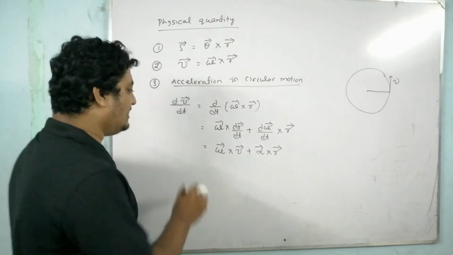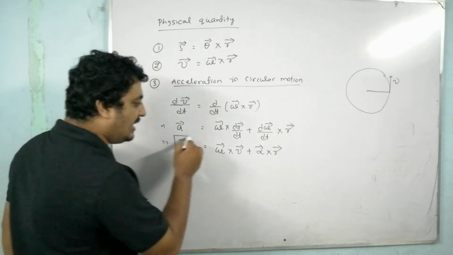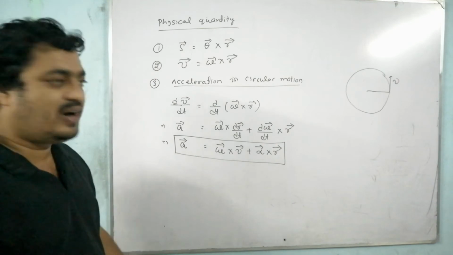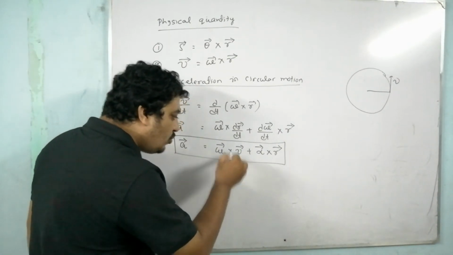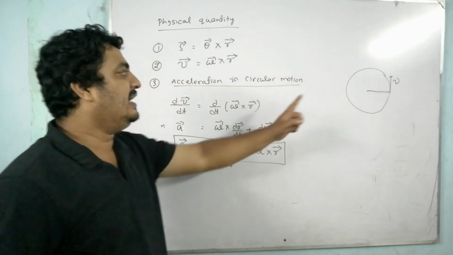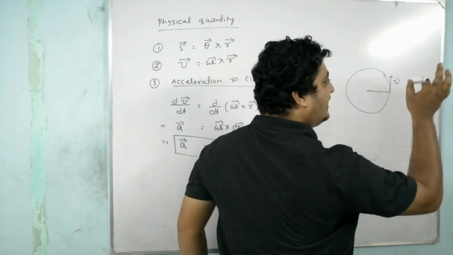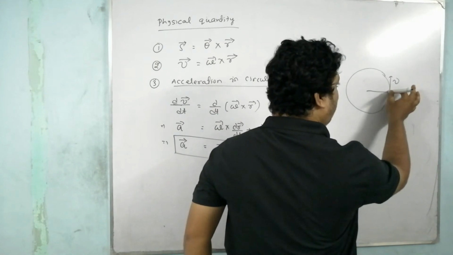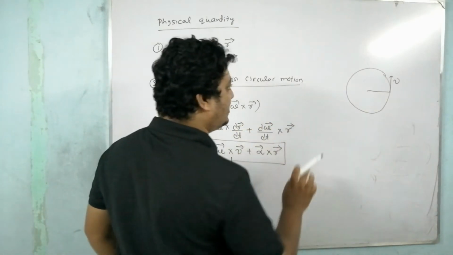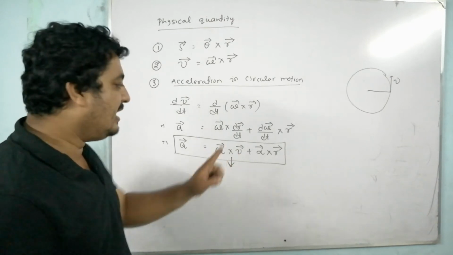Now dV by dt is the total acceleration. So total acceleration A equal to omega cross V plus alpha cross R. Now for this omega cross V, just remember, any angular quantity is always directed along the axis of rotation. So this is the direction of omega. Now if we take omega cross V, this is directed along the radius.